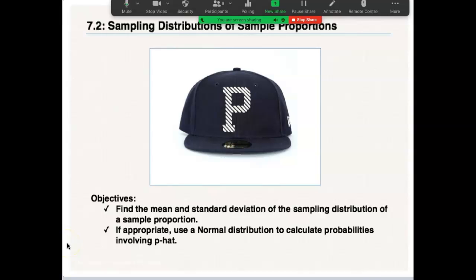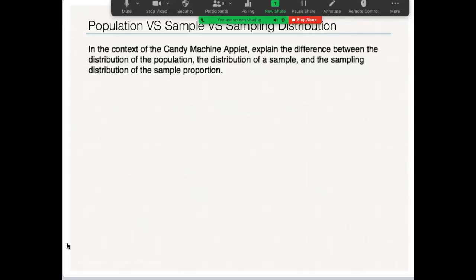So you got a little bit of an intuition for what a sampling distribution of sample proportions is. We're gonna solidify that and just get some rules down for these in this section, and then we'll work on some problems that involve sampling distributions of sample proportions. So in the context of the candy machine applet, let's just make sure we understand the difference between these things.